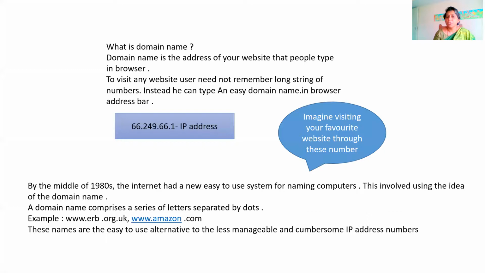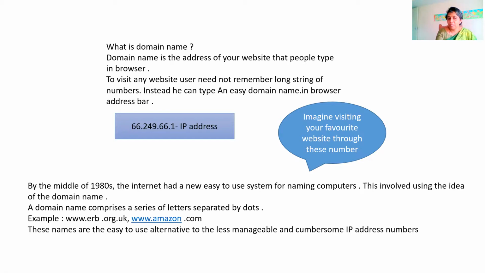So what is a domain name? A domain name is the address of your website that people type in the browser. As I told, it's very difficult to remember the IP address or a URL because it consists of numbers. Imagine remembering these numbers to find something. To simplify that, to visit any website, the user need not remember the long string of numbers. Instead, he can type an easy domain name in the browser address bar. This domain name will be allotted by the hosting agency when we approach it for publishing the web page.